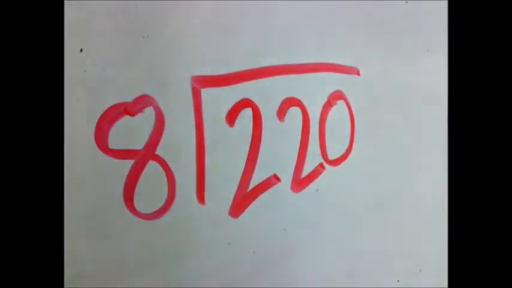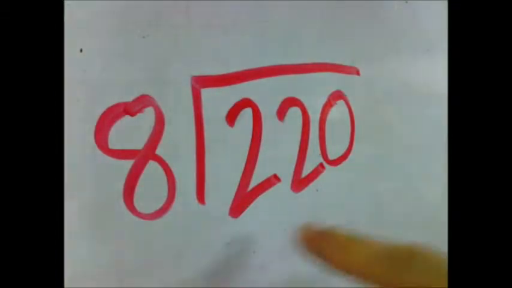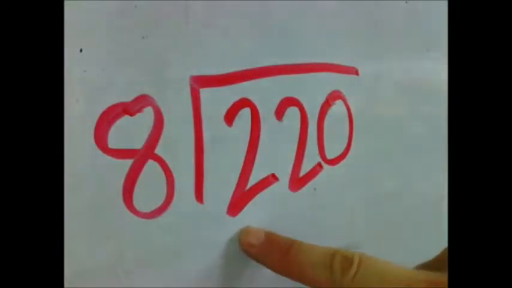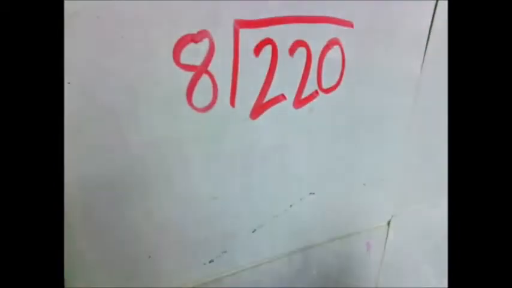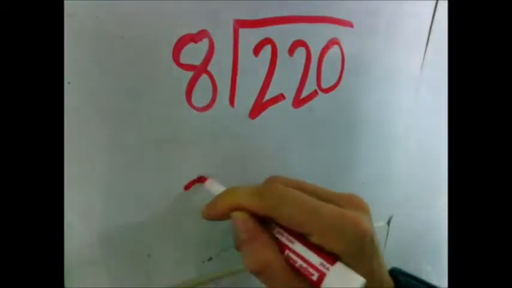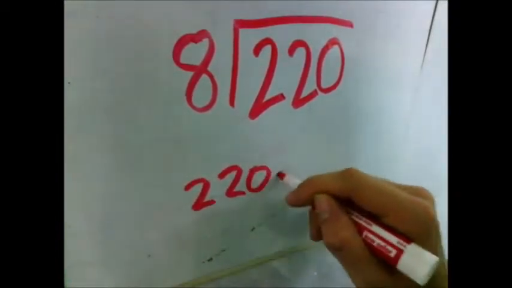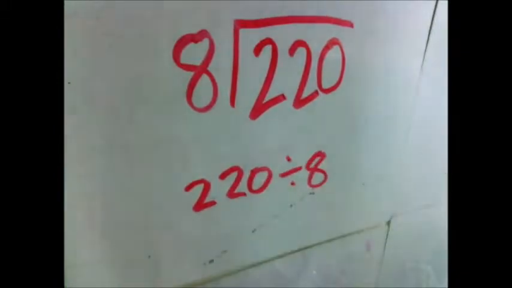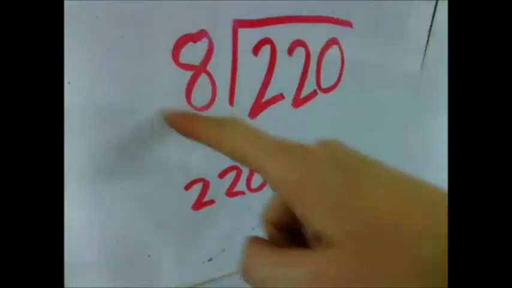Okay, today we're going to be learning about division. So to start off, I want to review some vocabulary. Right here, we have the problem 220 divided by 8. It may also be written a little differently. It could be written like this, 220 divided by 8. To solve it, you're going to want to write it this way.